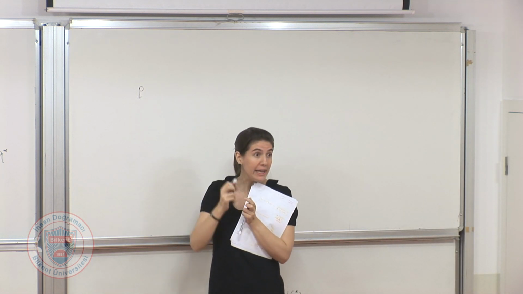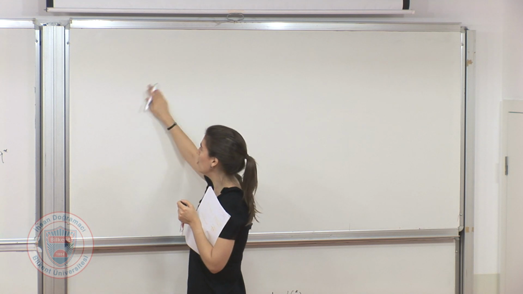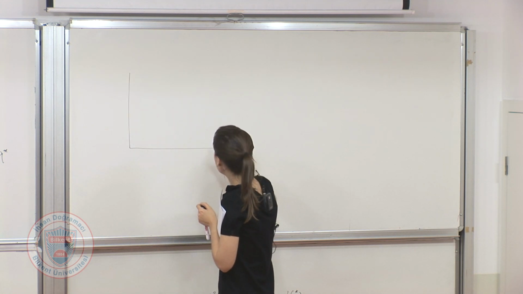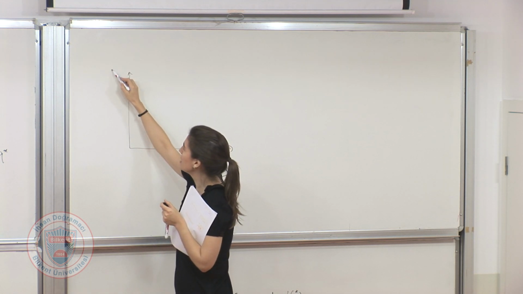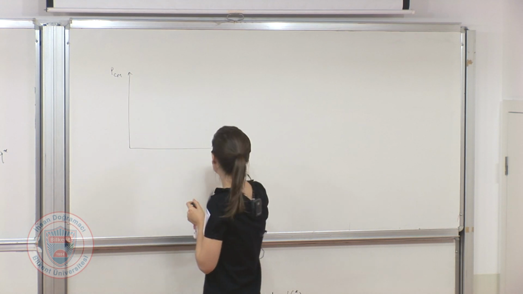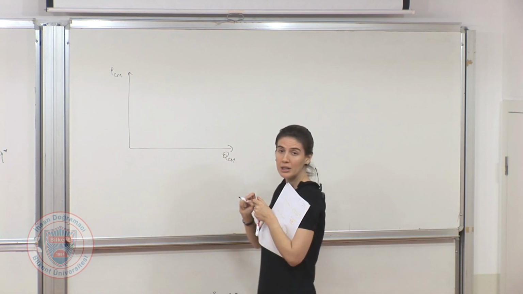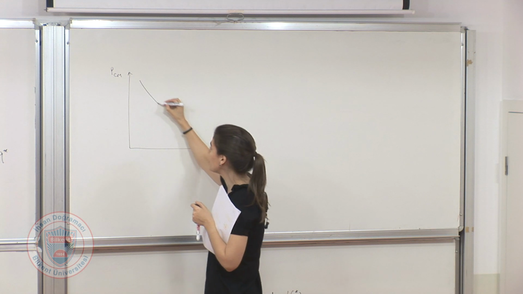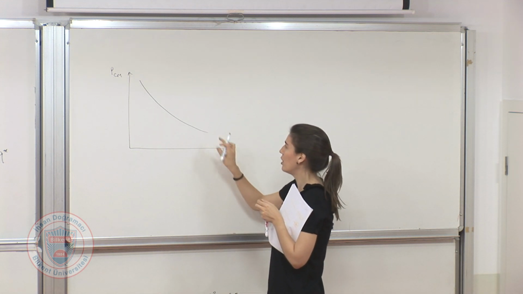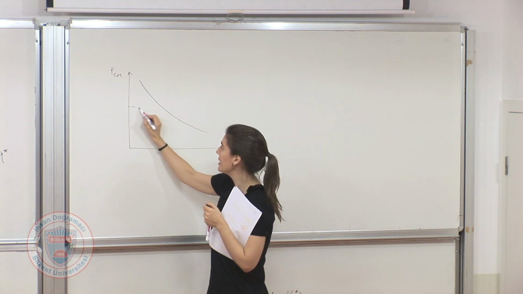then my marginal revenue would be P. But suppose this is the price of caramel macchiato and this is the quantity of caramel macchiato. Suppose Starbucks faces a demand curve for caramel macchiatos like this.